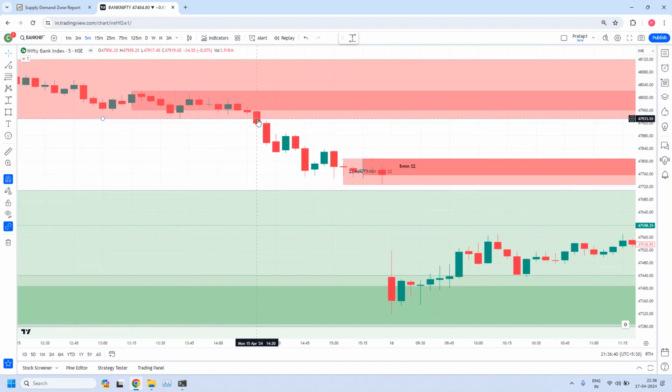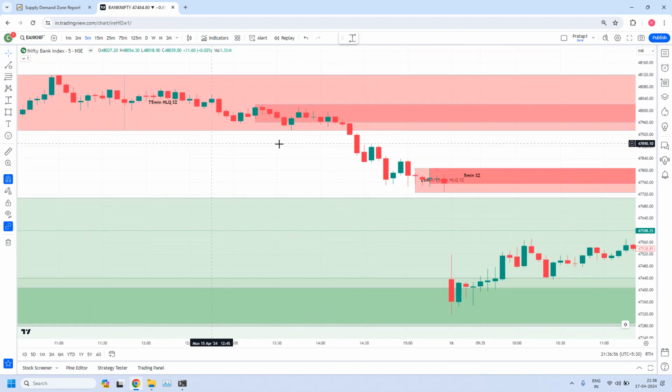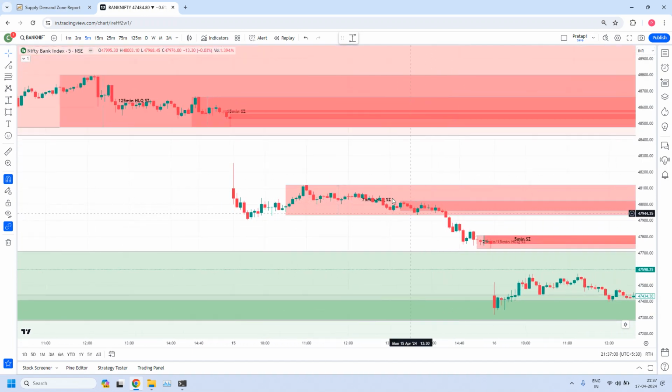No. See, all this is a lot of consolidation. That means this zone will be easily violated. This 75 minutes high liquidity zone will be violated very easily because the order flow is not good. So such kind of fine tuning you have to do. That is what I am expecting. Actually, this exercise you have to do.